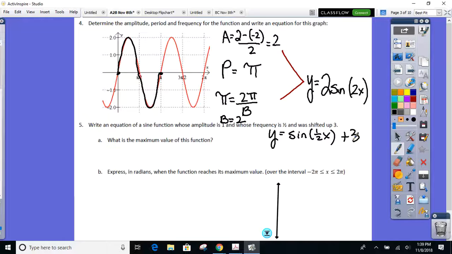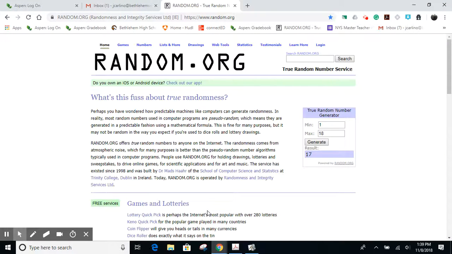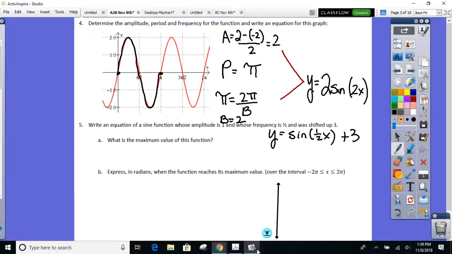Great job. Everyone else in agreement? What is the maximum value of this function? How high will it go up, and be able to back yourself up? How high is this one going up? 14.